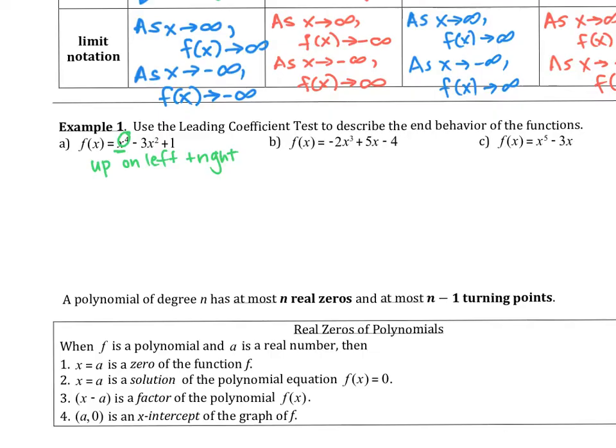If it doesn't tell me a specific way to express that, something as easy as that is fine. If it asks me to use limit notation, I might say, let's see, as x approaches infinity and x approaches negative infinity, f of x approaches positive infinity. It's saying on the right and the left, the graph is going up. Okay, that's one way to do it.